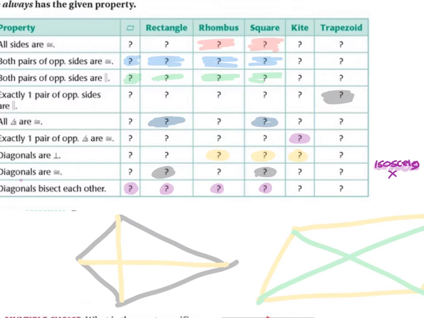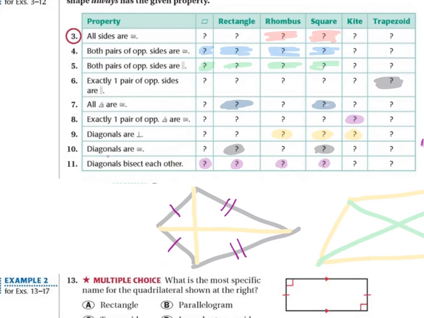I thought a kite was consecutive. Right. And a rhombus is all. So kites' sides are never parallel, and a rhombus is sometimes. That is a rhombus. By definition it has consecutive sides that are congruent. But guess what? Are the consecutive sides congruent on that?